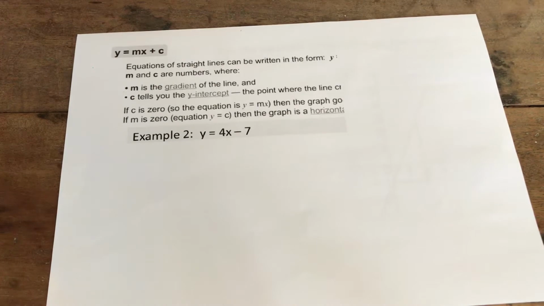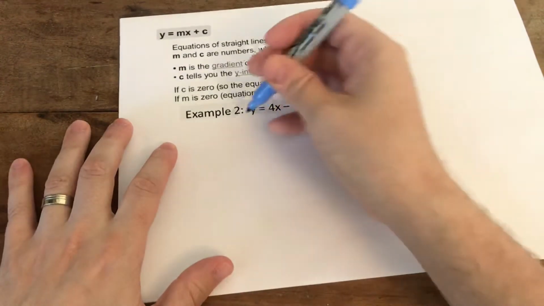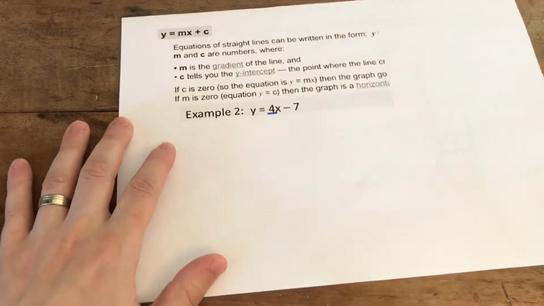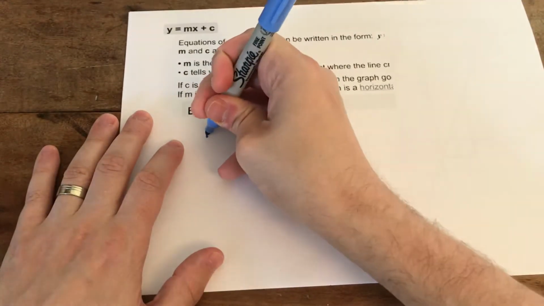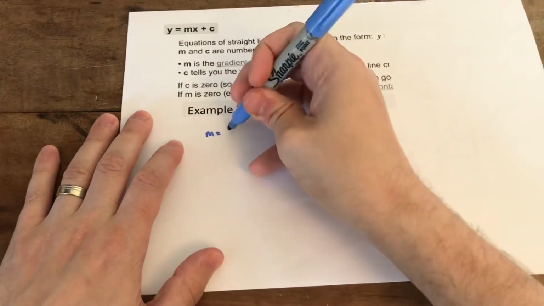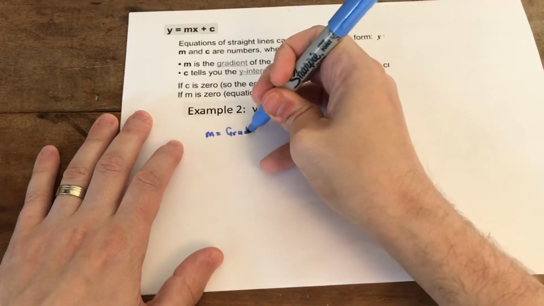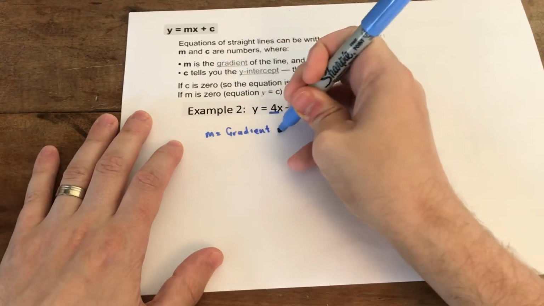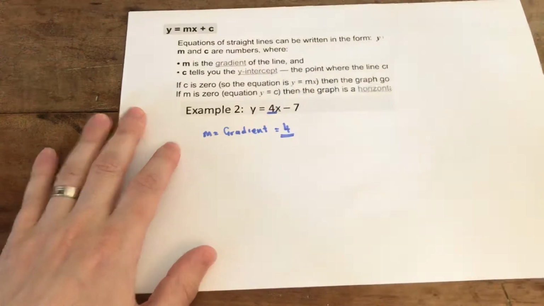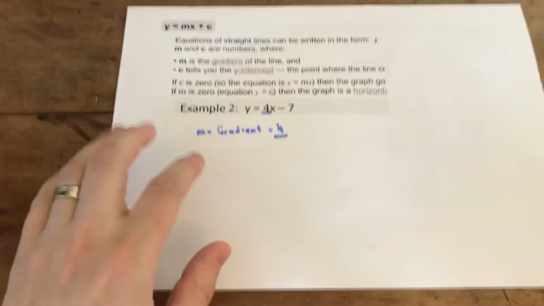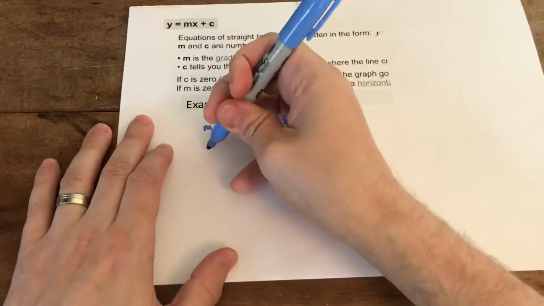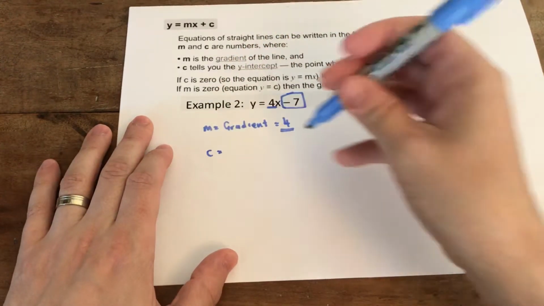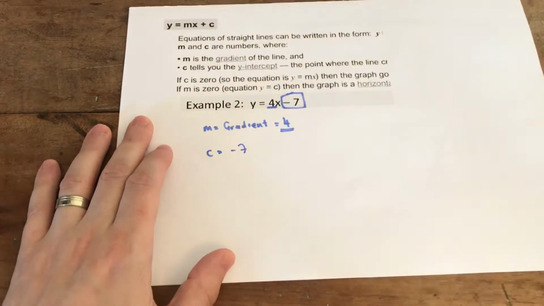So if we have a look at this one here, if we look at the number in front of our x, that gives us m, which happens to be our gradient, and that tells us that that is 4. If we have a look at the number on the end and we include the negative in this, that tells us that c, our y-intercept, is -7.